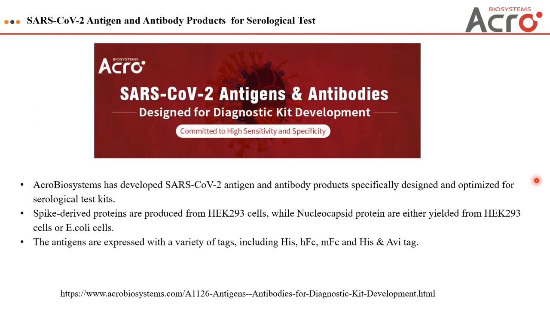To conclude this talk, ACROBiosystems has developed SARS-CoV-2 antigen and antibody products specifically designed and optimized for serological test development. Spike-derived proteins are produced from HEC293 cells, while nucleocapsid proteins are either yielded from HEC293 cells or E. coli cells. The antigens are expressed with a variety of tags, including his, human FC, mouse FC, and his AVI tag, which could meet the needs of colloidal gold immunoassay, chemiluminescence immunoassay, and ELISA development.